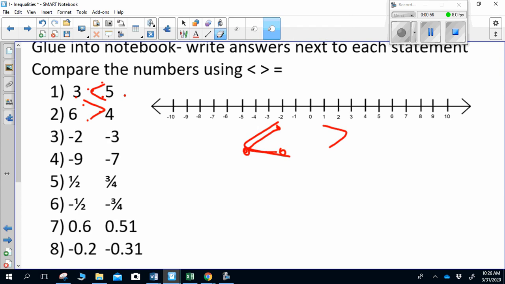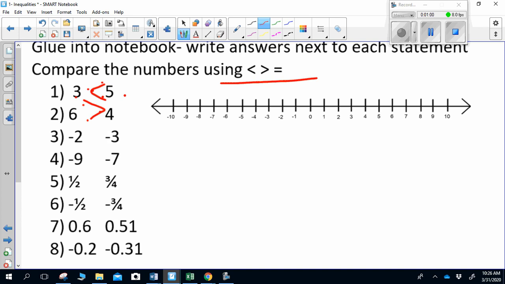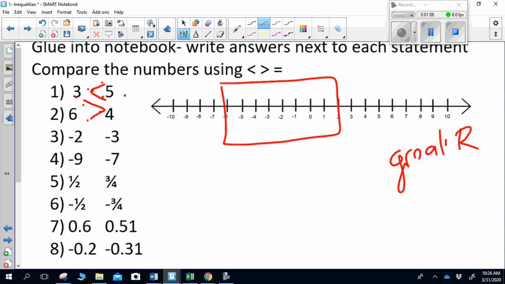When you're thinking about negative numbers, we need to remember that on a number line, the negative numbers are going to be going kind of in the opposite direction. And on a number line, the right is greater and the left is less. So when I look at this, I see that negative 2 is to the right, so that means it gets two dots. Negative 3 is to the left, so that means it gets one. So negative 2 is greater than negative 3.